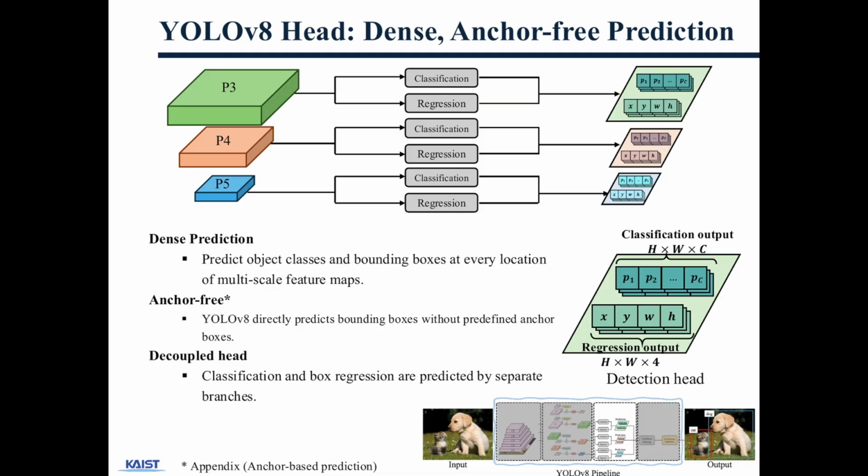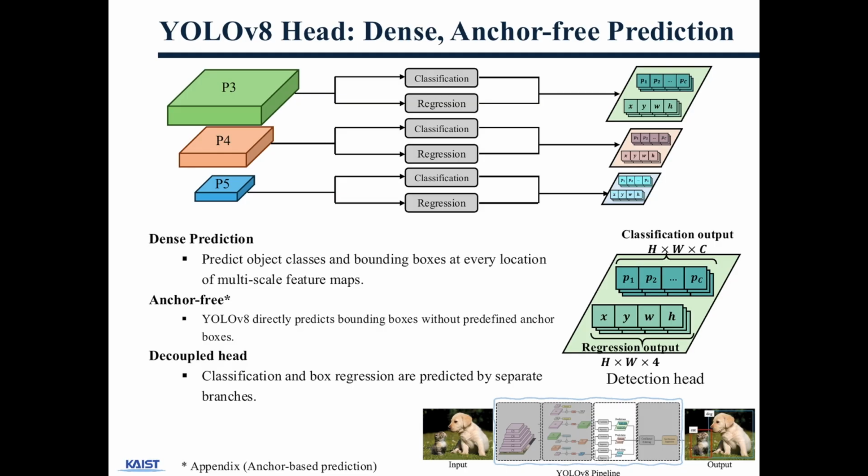The second concept is anchor-free prediction. Earlier object detectors often used predefined anchor boxes. These anchors were hand-designed boxes with different sizes and aspect ratios. The model then adjusted these anchors to match the objects. YOLO V8 instead follows an anchor-free design, so it directly predicts bounding boxes without relying on predefined anchor boxes.